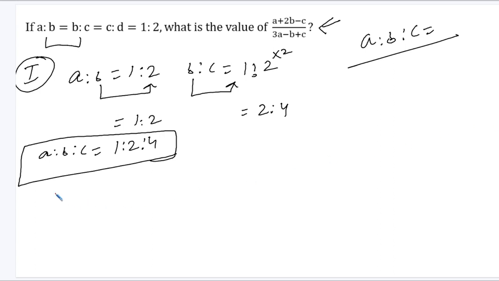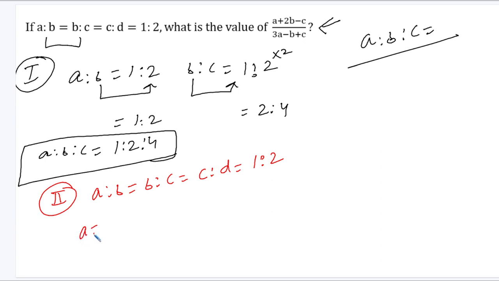Another way of dealing with the same problem is when you have all the ratios equal to the same expression. I have A ratio B equal to B ratio C equal to C ratio D equal to 1 ratio 2. We can assume values. We can assume A as 1. If A is 1, B has to be 2 because of the ratio being 1 is to 2. And also since B is to C is 1 is to 2 and if B is 2, C has to be 4. So that B is to C ratio comes out to be 1 is to 2.